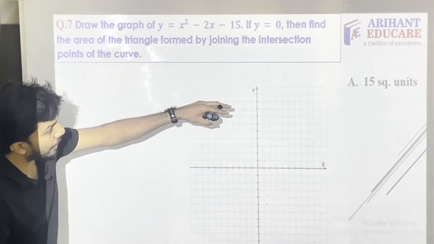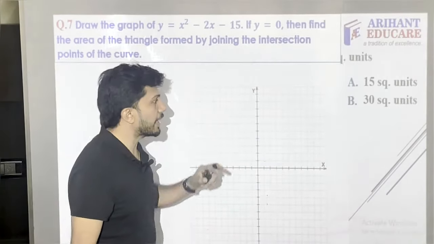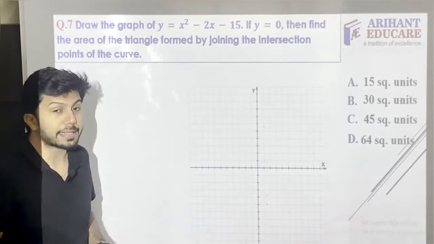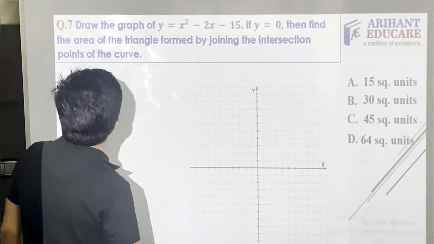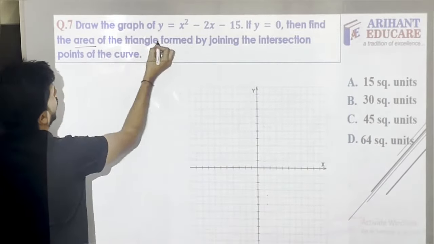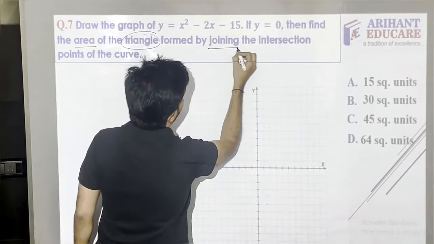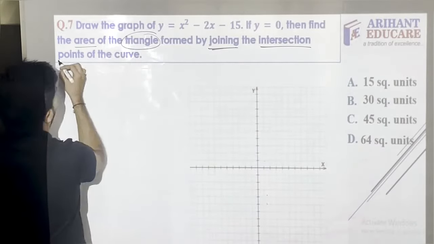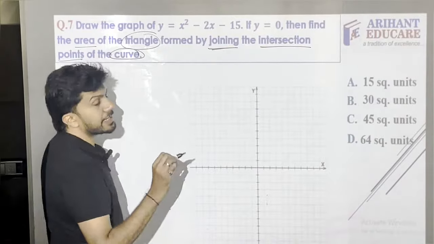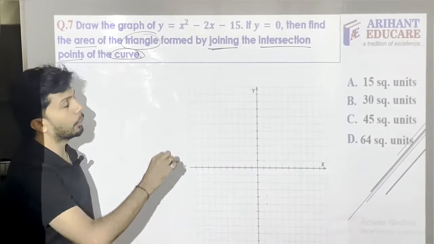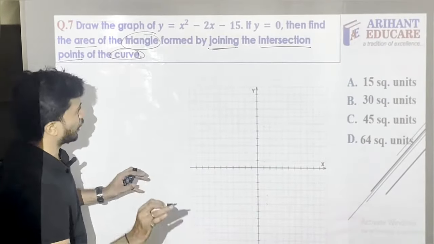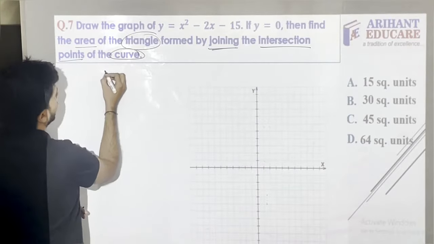So the options for the area are 15 square units, 30 square units, 45 square units and 64 square units. We have to find the area of the triangle formed by joining the intersection points of the curve. Wherever that curve will intersect, we have to consider that. Okay, no big deal.